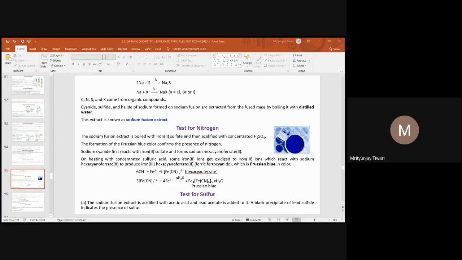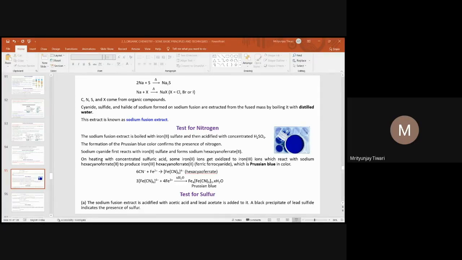So the formation of the blood red color confirms that SCN minus was there in the organic compound, and if SCN minus was there, it means this organic compound had nitrogen as well as sulfur as heteroatoms. There will be a 2 plus charge on this compound, because SCN minus has one negative charge, and when it forms a complex with Fe3 plus, which has a 3 plus charge, the net charge is 2 plus. This is the iron thiocyanate.